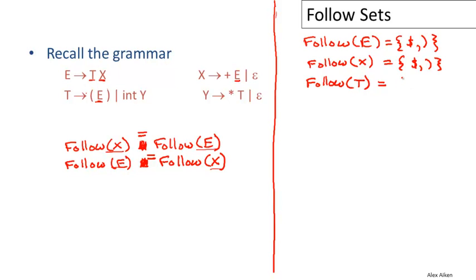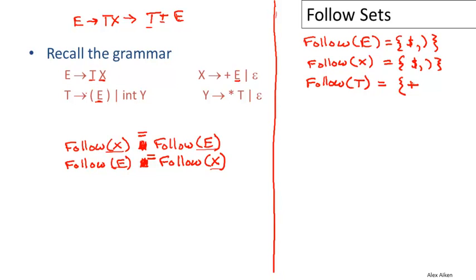And if we recall from the previous video, there were only two things in the first of X. One was plus. So plus is definitely in the follow of T. And let's just review how that can happen. So we can go from E to TX, using the first production. Now we see the X comes after the T. And then in one more step, we can go to T plus E. And now we have a derivation where plus follows T. And that's why plus is in the follow of T.